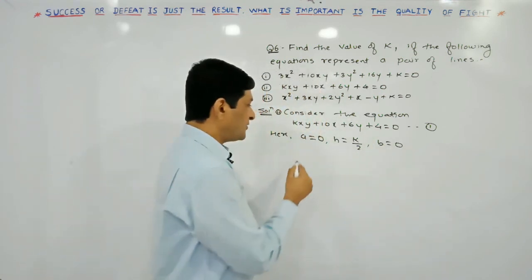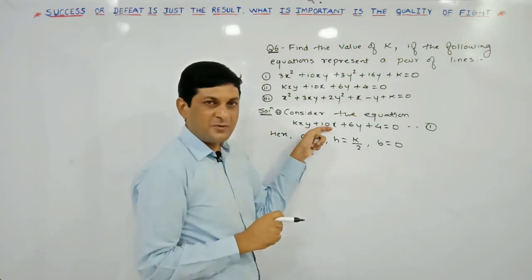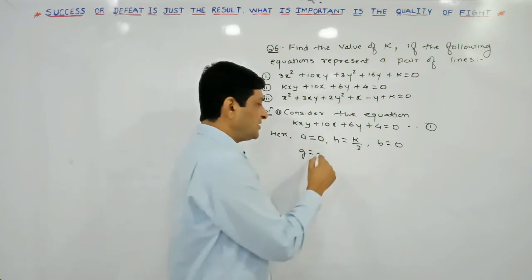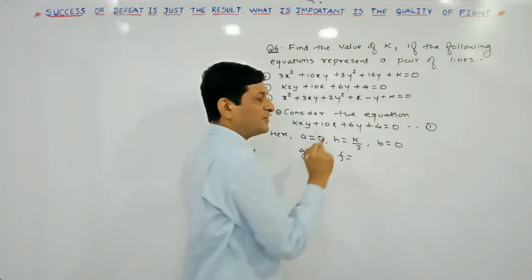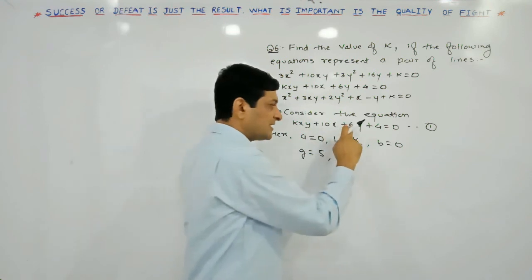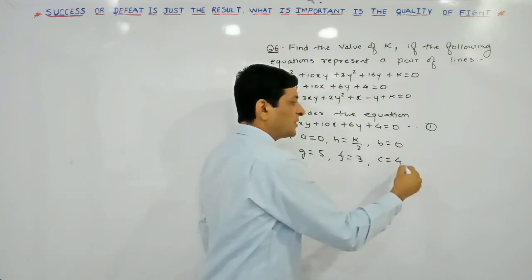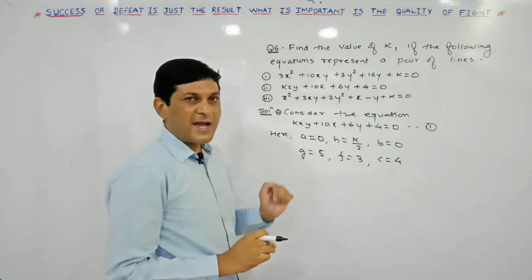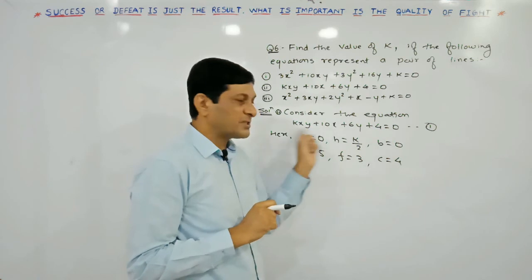Then try to find out the value of g. 2g is nothing but the coefficient of x. What is the value of 2g? 2g is 10, which means g is equal to 5. F is equal to, this coefficient of y means what? 2f. 2f is 6, which means f is equal to 3. Lastly, the constant term we are denoting by what? C. Once these values are known to us, we are using the condition that this general equation represents what?